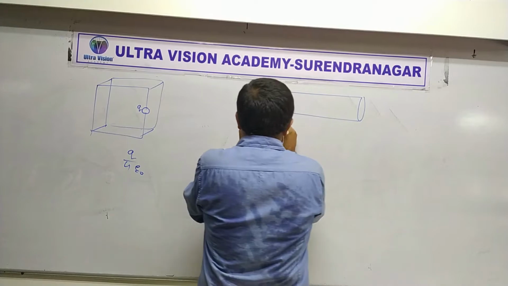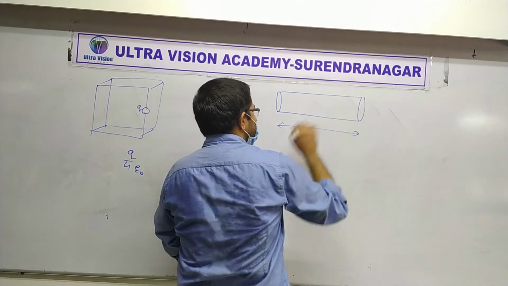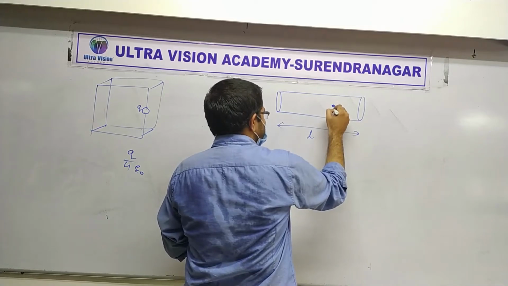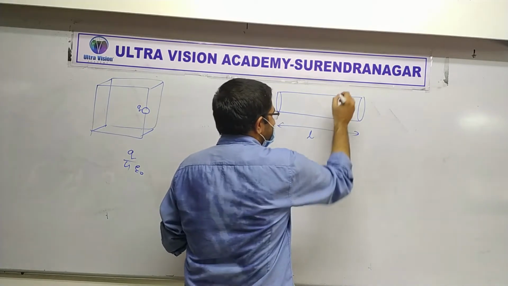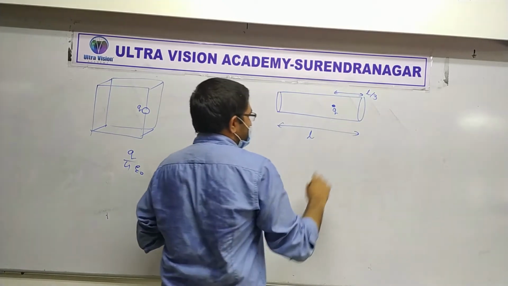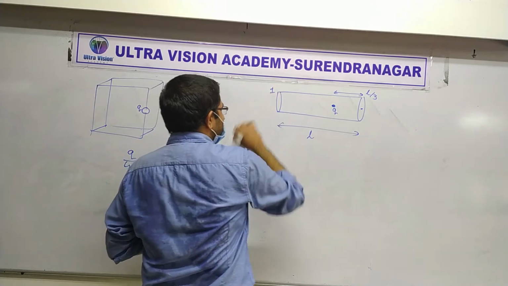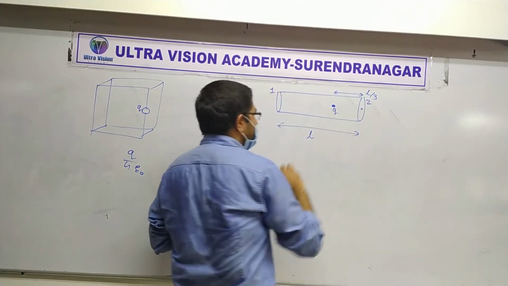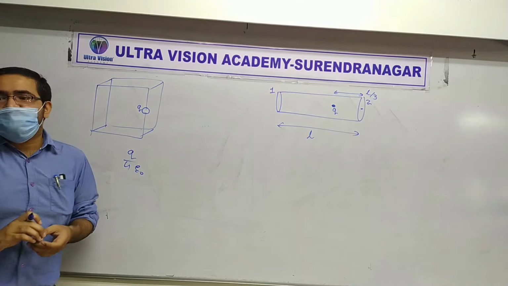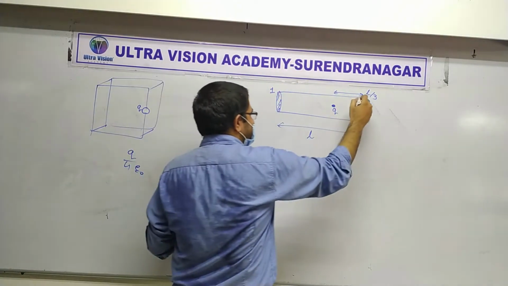Suppose there is some cylinder of length L. And charge Q is placed over here at a distance L by 3 from this edge. Let's call this surface 1 and let's call this surface 2. Which one? Flat surface number 1. Flat surface.